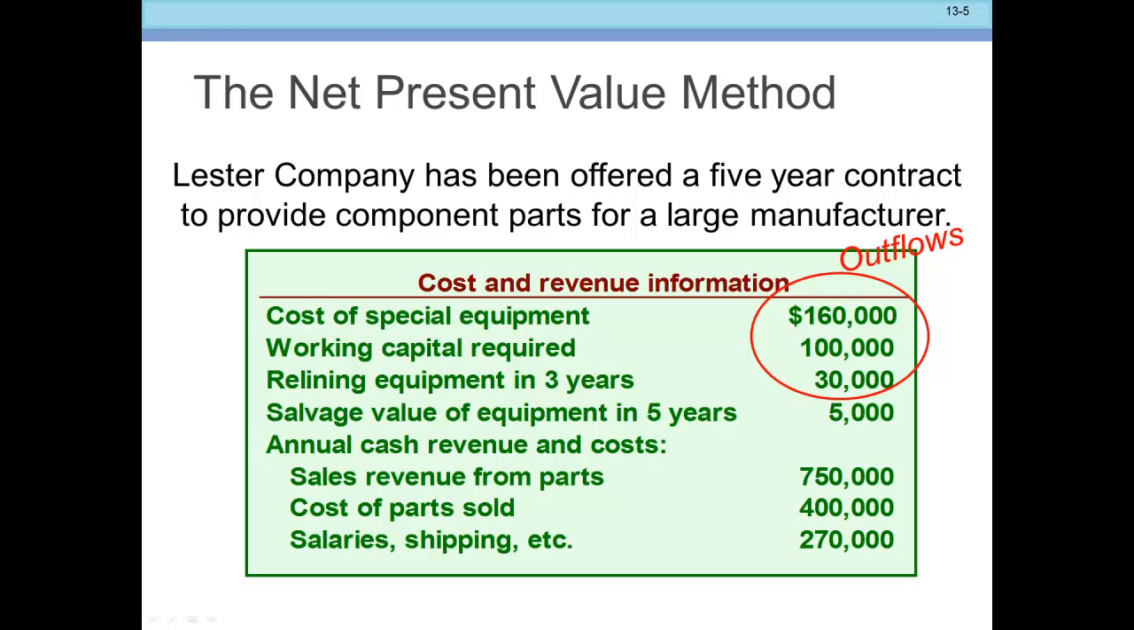We think the equipment will have a salvage value in 5 years of $5,000. And the additional cash revenue and costs related to the machine are $750,000 in additional revenue, and a $400,000 increase in cost of parts sold, along with a $270,000 increase in salaries and other costs. These are the cash inflows. These outflows and inflows happen at different times, so we need to use the present value method to bring everything back to today's dollars.